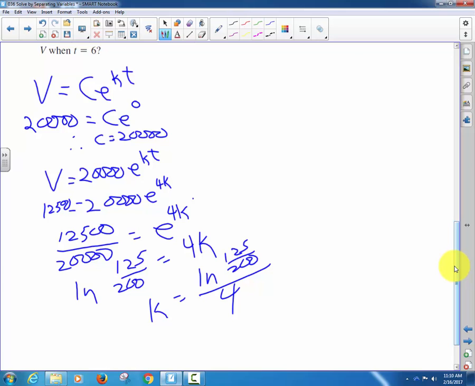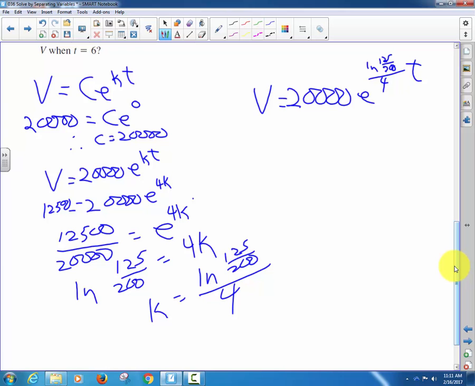I will tell you, when you're solving these equations, it's very important that you keep a bunch of decimals to get an accurate answer. You're going to find out that k is probably a really small number here, so probably take 3 or 4 places after the decimal. But now that we've got that, in real ugly terms, we've changed our equation to this. 20,000 equals e to the ln 125 over 200, all divided by 4 times t power, which is very ugly to deal with. But now figuring out what happens when t equals 6 is relatively easy, isn't it? Plug 6 in there and punch in our calculator and we get something.